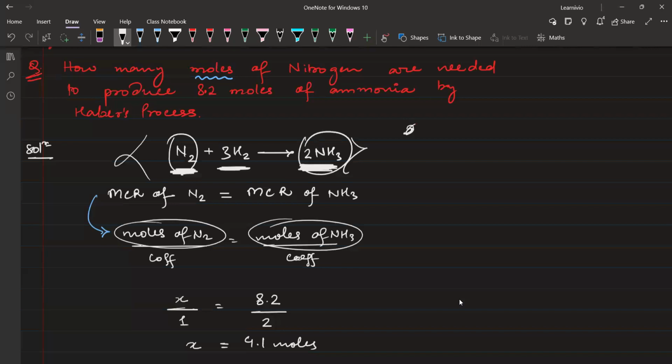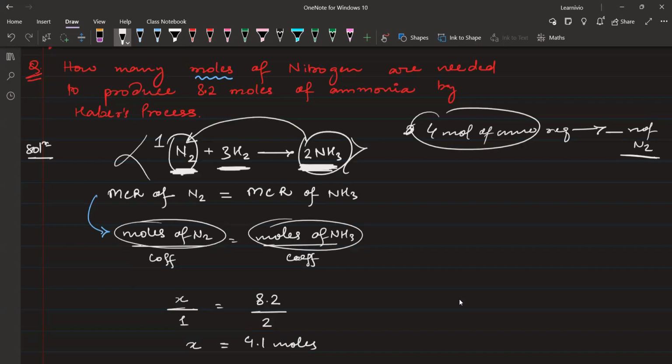Okay, so tell me, 4 moles of ammonia requires how many moles of N2? 2 moles of ammonia requires how many moles? 1 mole of nitrogen. So 4 moles will require how much? 2. Yes, 2 moles of ammonia require 1 mole of nitrogen, 4 moles will require 2 moles of nitrogen.